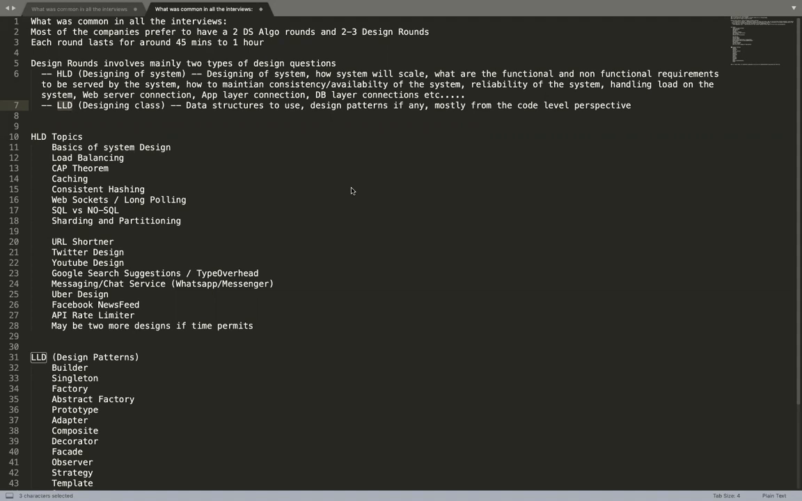So there won't be any implementation-wise details for HLDs. For LLDs, definitely we'll go through many examples. We'll go through a lot of design patterns, and we'll talk about each of these design patterns, and we'll definitely write the code for each. So yes, that is my answer to you.